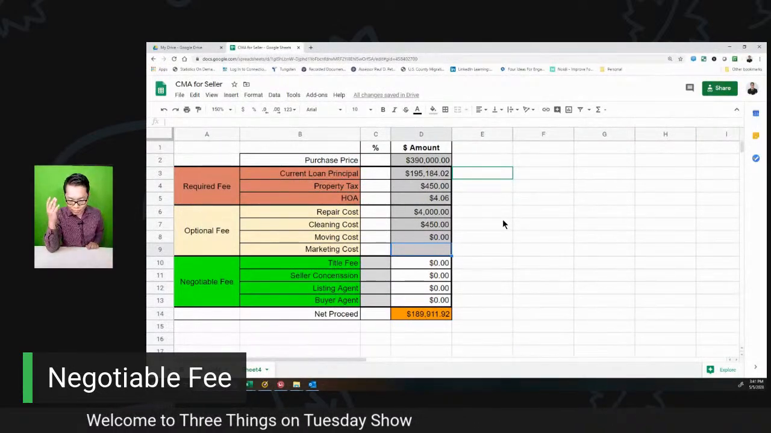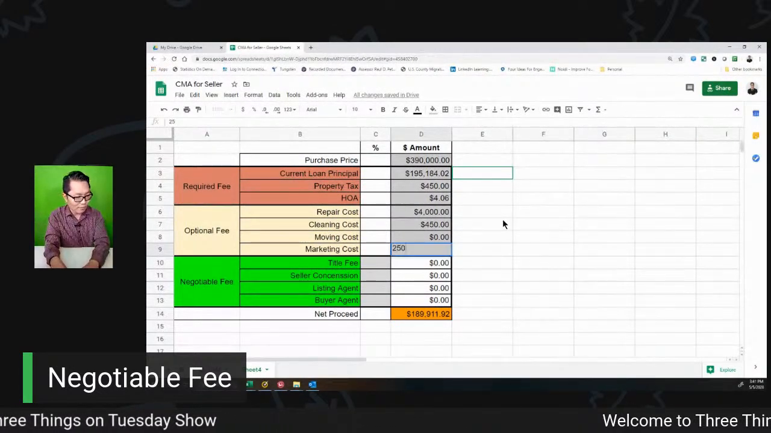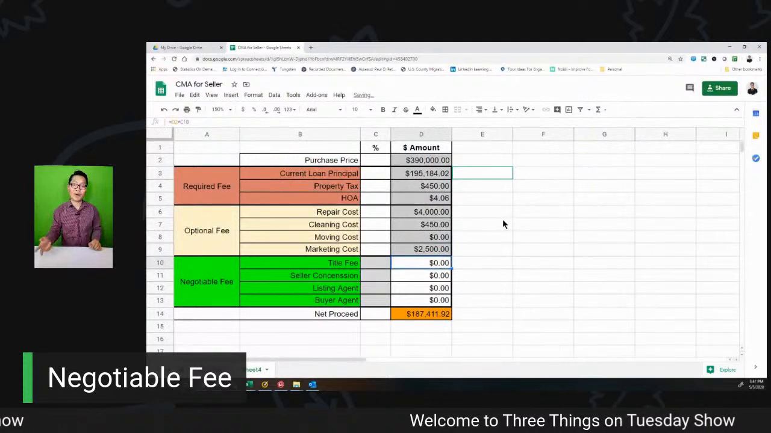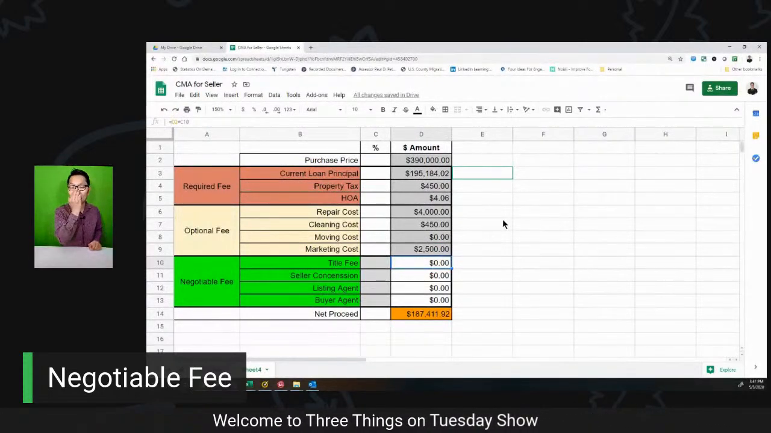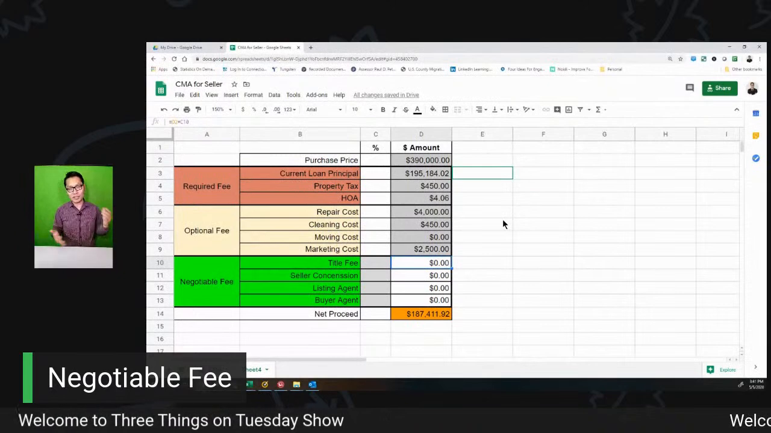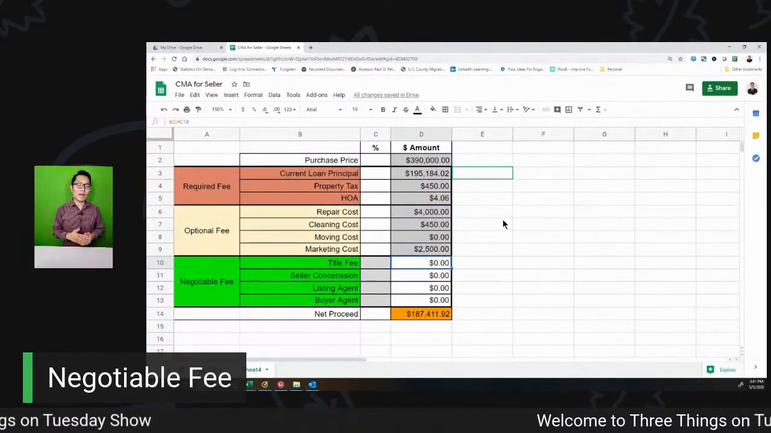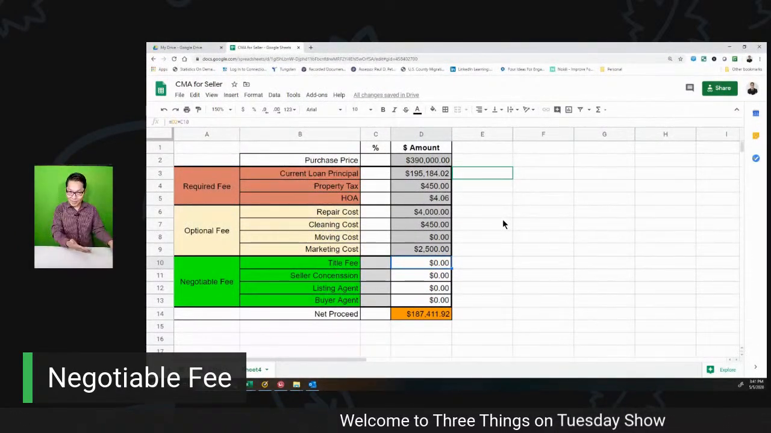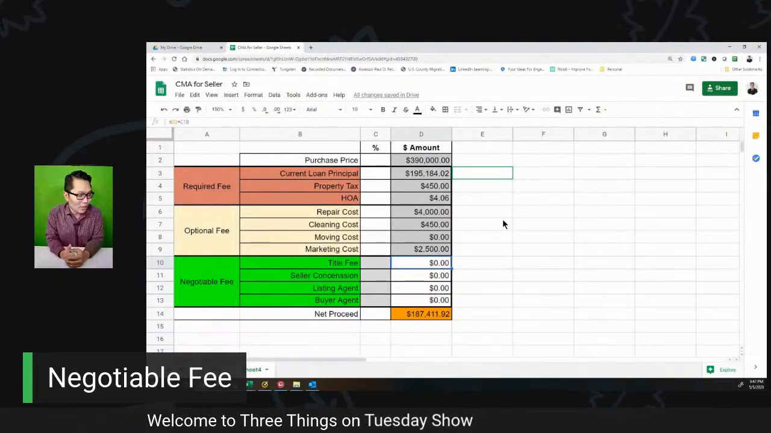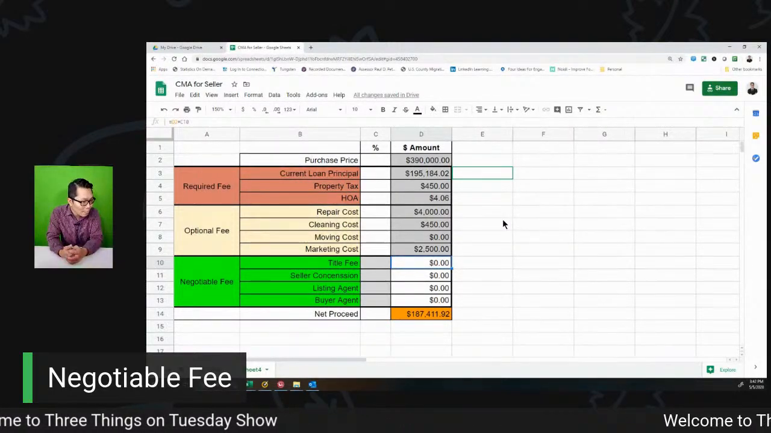Marketing cost for the estate is about $2,500 in total, if I remember correctly. It's a big house, and she did a lot of decoration there. That's the reason why it's a higher price. But it's worth it, to help you stage the house.